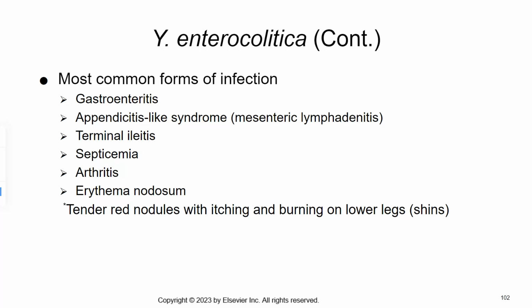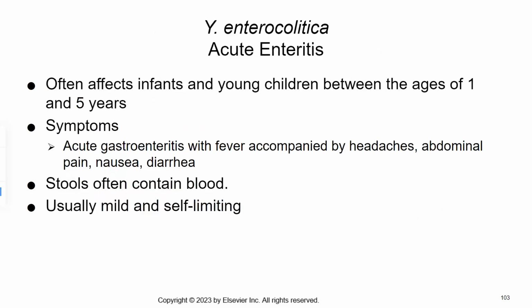Most common forms of infection, like I mentioned, are gastroenteritis, but then there's also appendicitis-like syndrome, terminal ileitis, septicemia, arthritis, erythema nodosum. Acute enteritis often affects infants and young children between the ages of 1 and 5 years old. Stools often contain blood, usually mild and self-limiting.